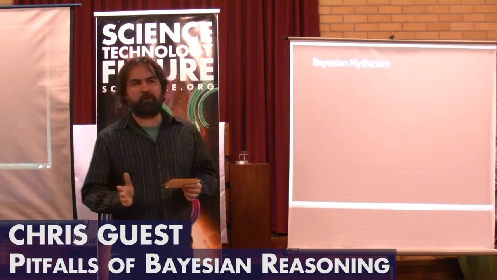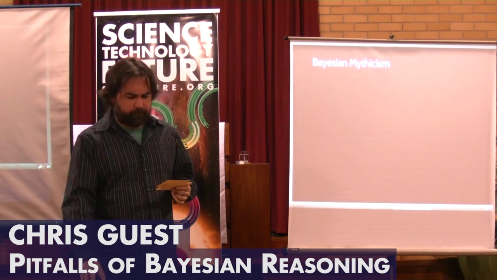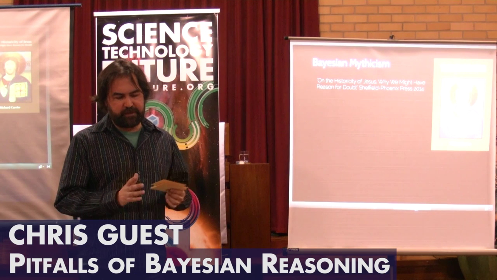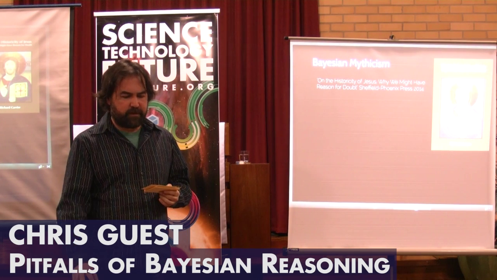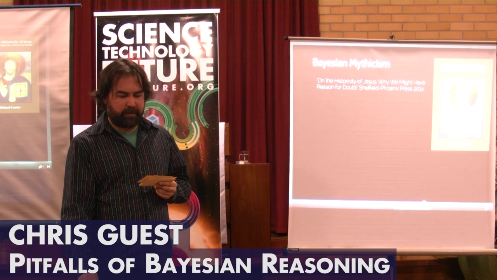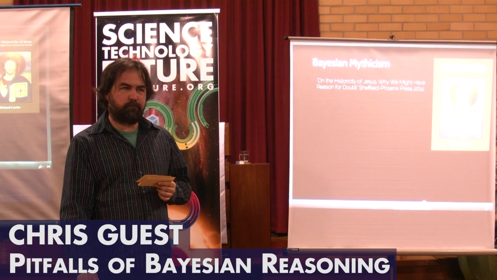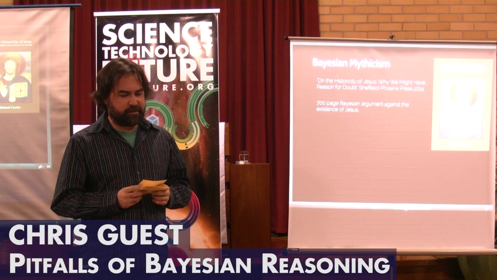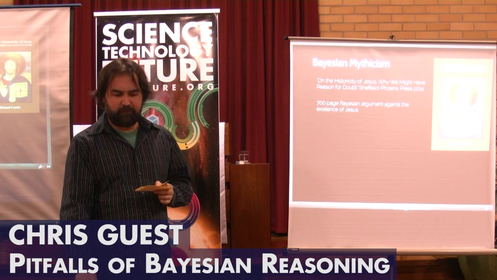That was his first book on the topic. He's recently put out a second book on the historicity of Jesus, Why We Might Have Reasons for Doubt. And that is a 700-page Bayesian argument against the existence of Jesus, if anyone's interested in reading it.